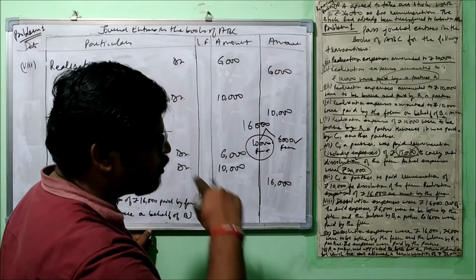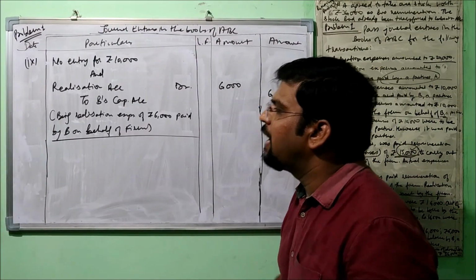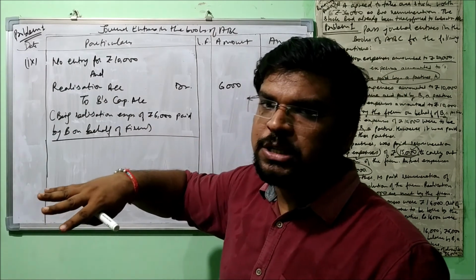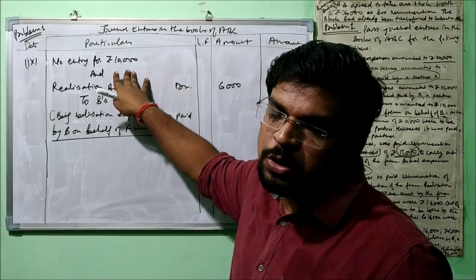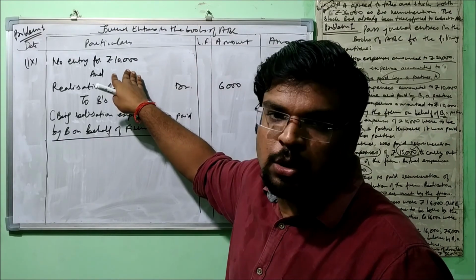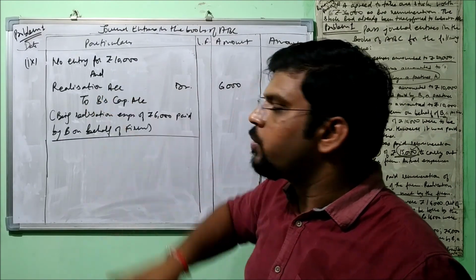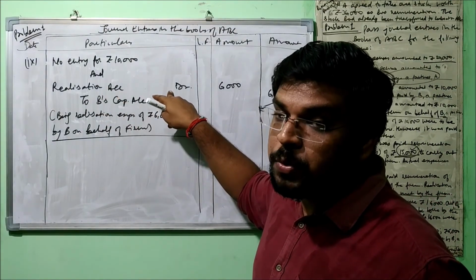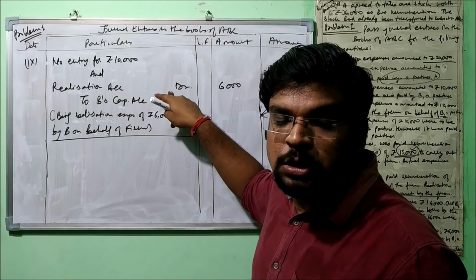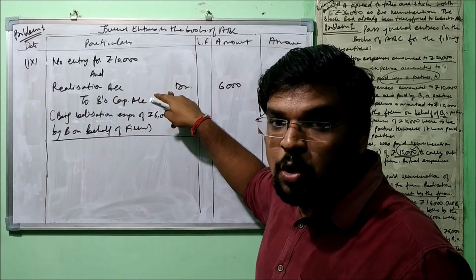Understood the point? I just showed you how. I have written here just to make you understand. However, you are not supposed to write it. No entry for 10,000. Why? Because that was to be borne by partner and paid by partner, so no entry. But for the remaining 6,000, we pass the entry. Realization account debit, because this was to be borne by firm. So it was the expenditure of firm, realization account will be debited.